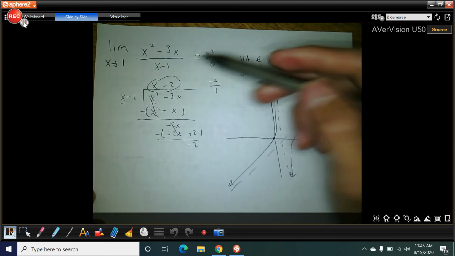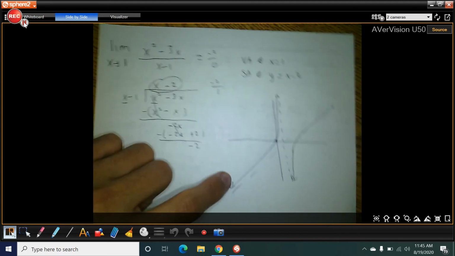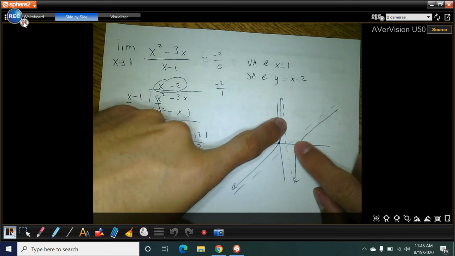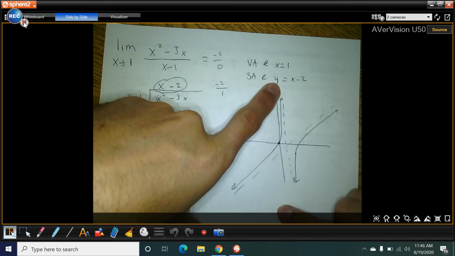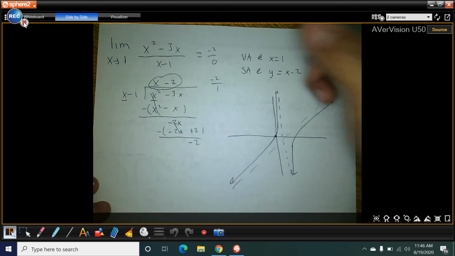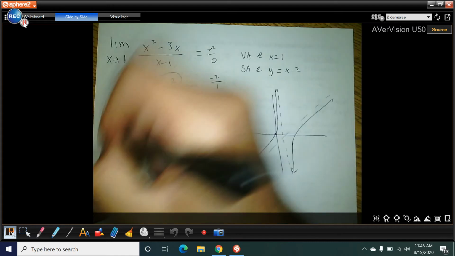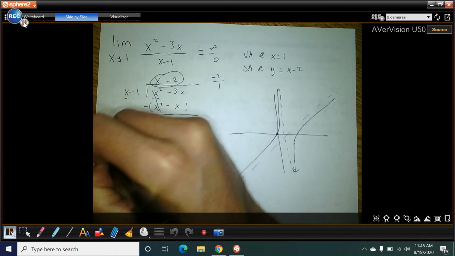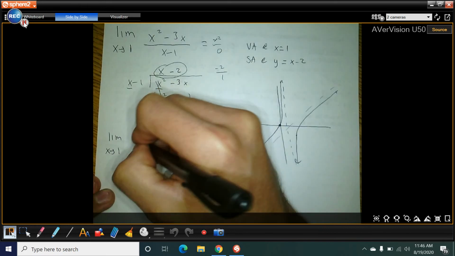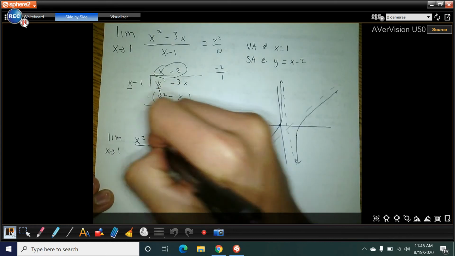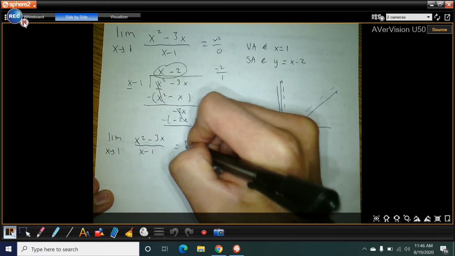So the question was, what is the limit as x approaches 1? Well, as x approaches 1 from both sides, notice how on one side I'm going to positive infinity and on the other side I'm going to negative infinity. Therefore, we can confidently say that the limit as x approaches 1 of x squared minus 3x divided by x minus 1 does not exist.